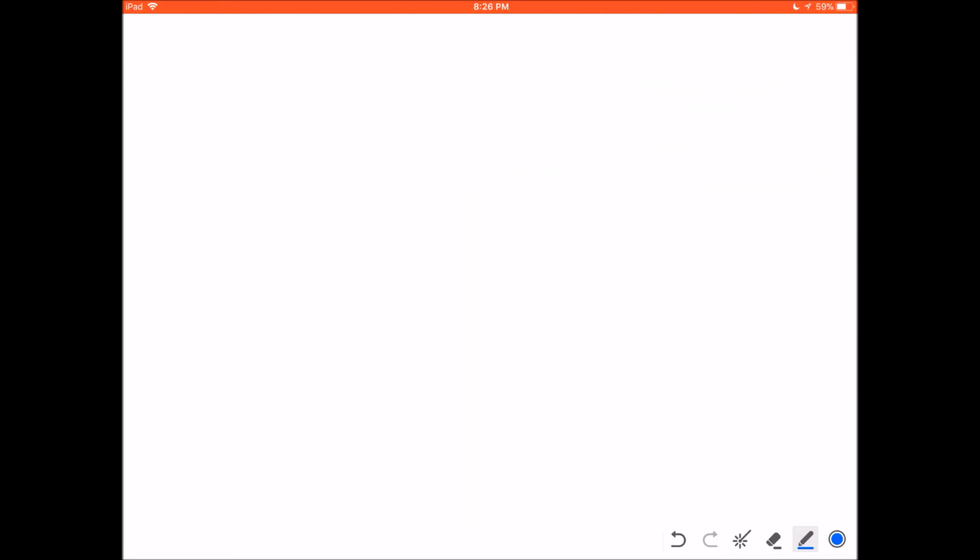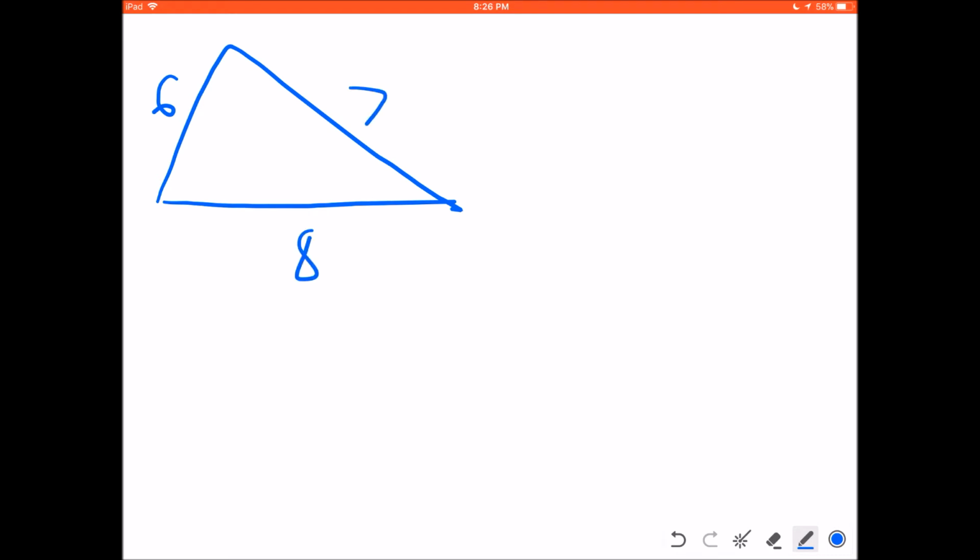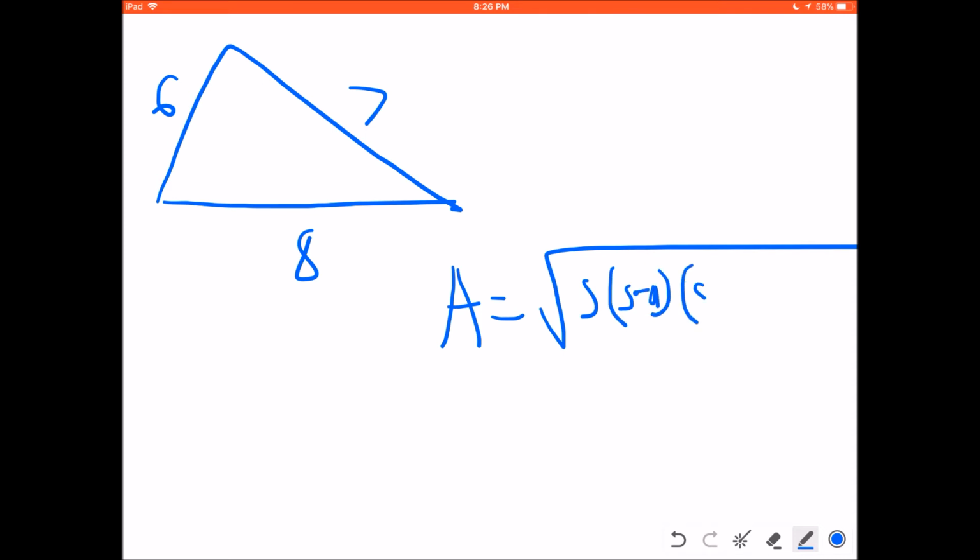Let me scroll down. Okay, so let's redraw our triangle here. Not the best quality, but it works. Let's give this arbitrary side lengths of 6, 7, 8. There you go. And I'll ask you to find the area of the triangle for this. So Heron's formula states that the area of the triangle equals the square root of S times S minus A times S minus B times S minus C.